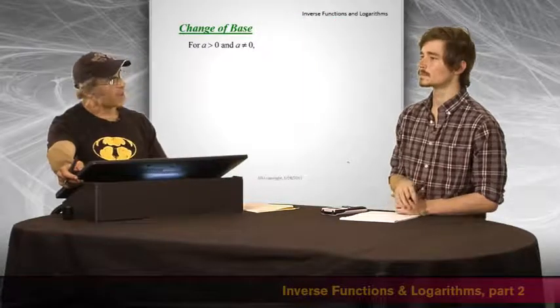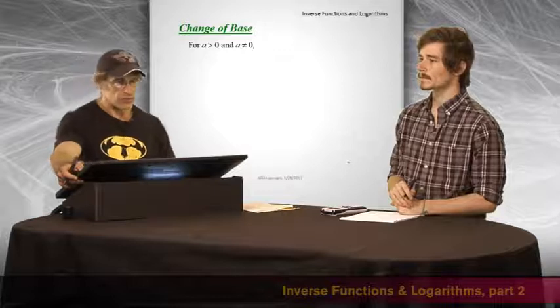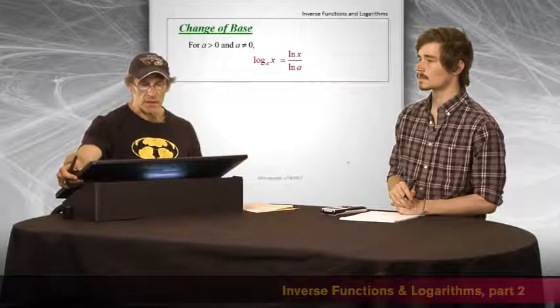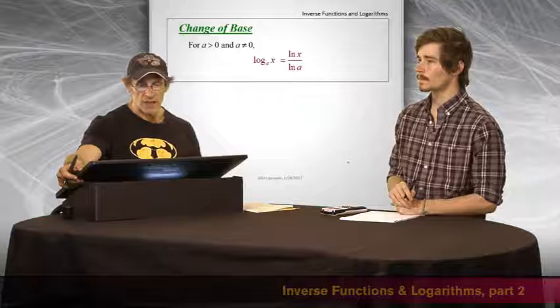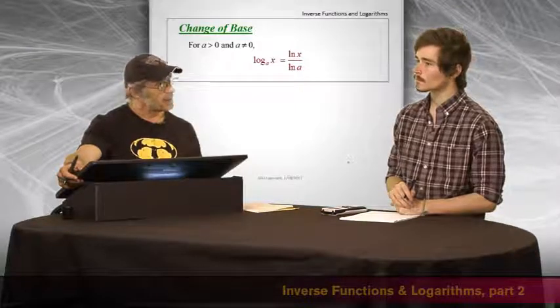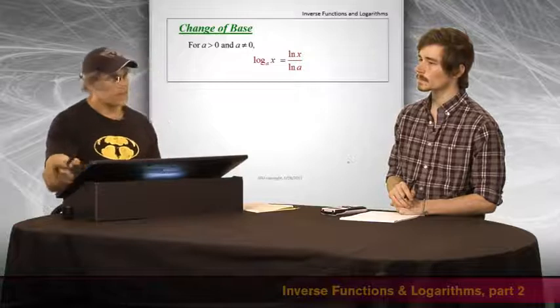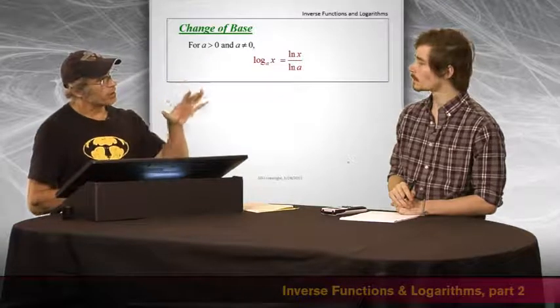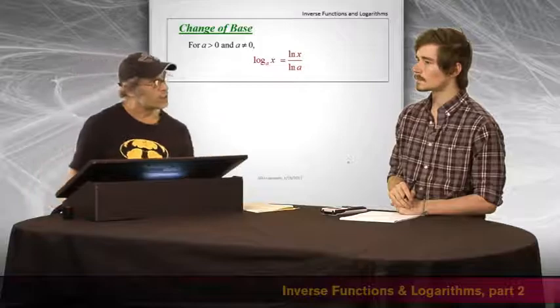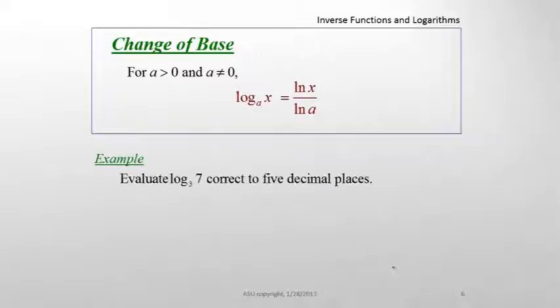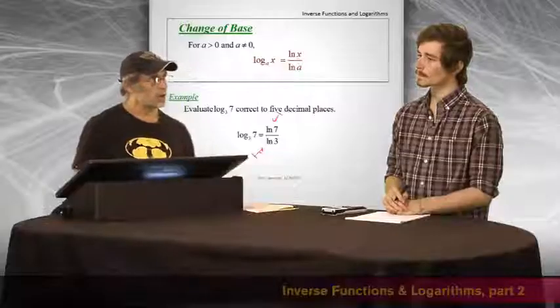For a change of base, if a is greater than 0 but not equal to 1, we know that log base a of x is equal to the natural log of x over the natural log of a. It enables us to find the value of any particular logarithm other than the two bases on your calculator, which are 10 and e. So for example, if I want to evaluate log base 3 of 7, correct to 5 decimal places, I would write my new quotient as the natural log of 7 over the natural log of 3.